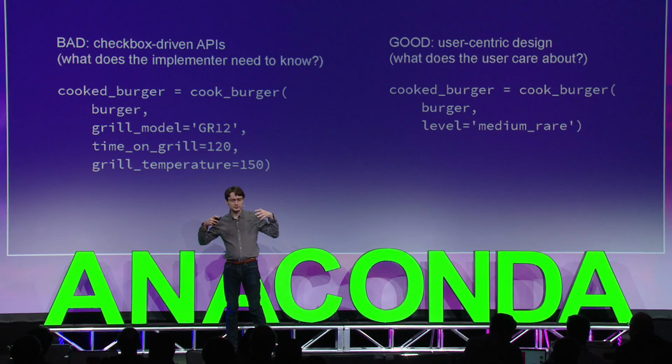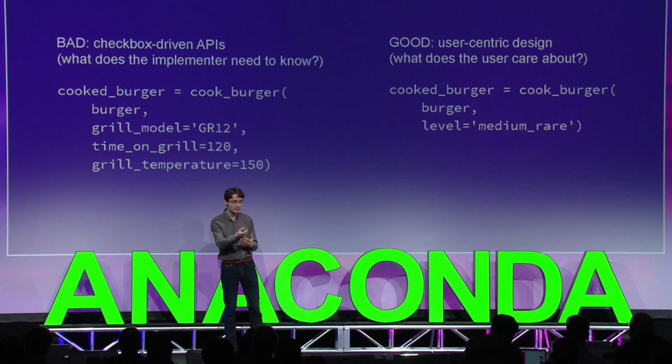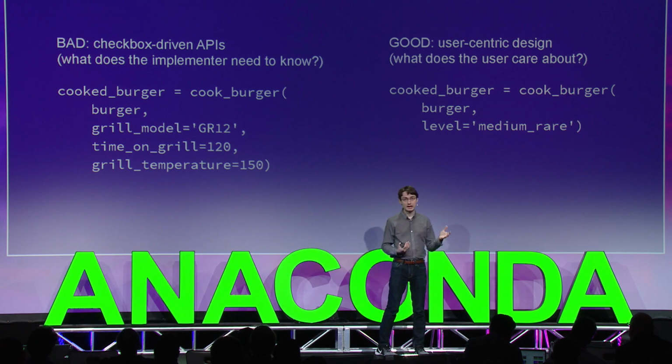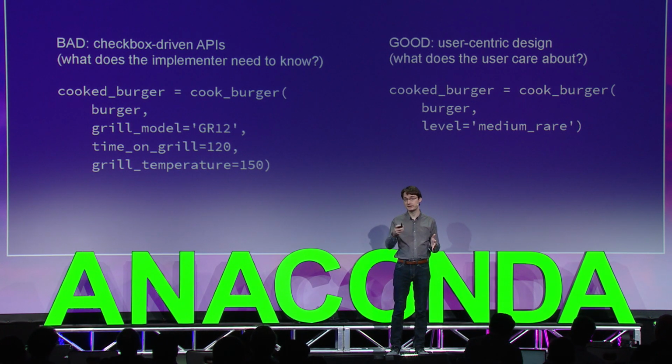A lot of the time, the APIs we use are really designed from the perspective of the implementer. So that's what I call checkbox-driven APIs. The implementer of the API had a set of constraints they needed to satisfy, a set of checkboxes. And the implementer will then proceed to write something from this very self-centered perspective, where they're essentially dumping all of the complexity on the user. The implementer is asking the user for information that is only relevant to the implementer, right? Like a waiter asking you what grill model should we use to cook your burger.